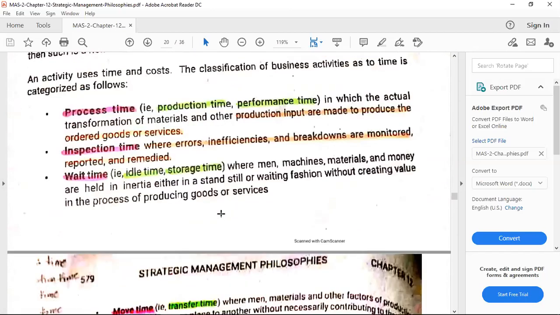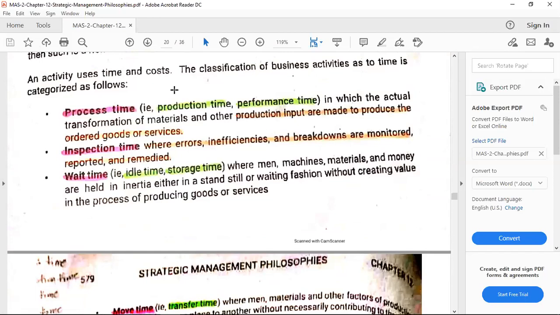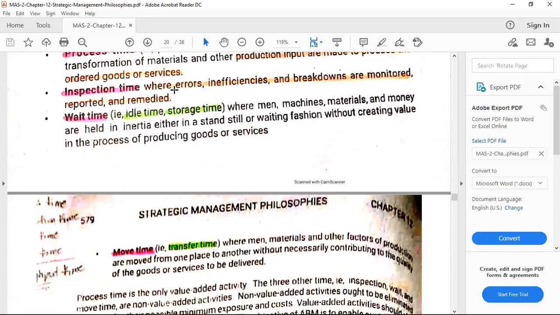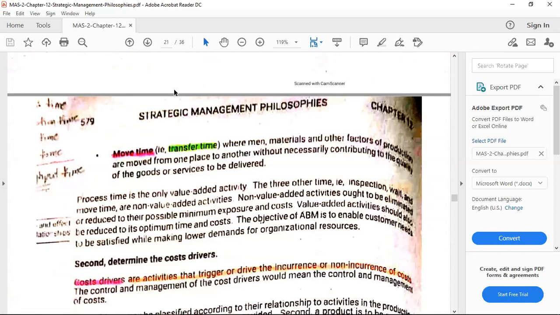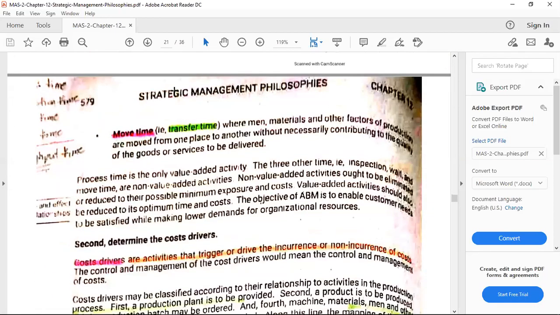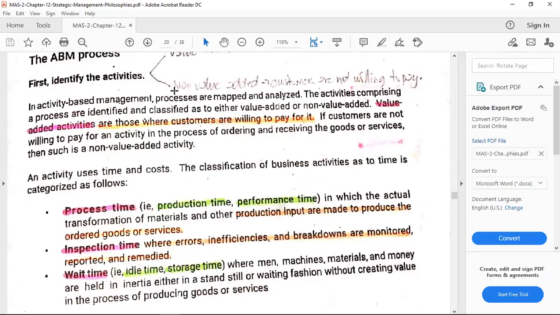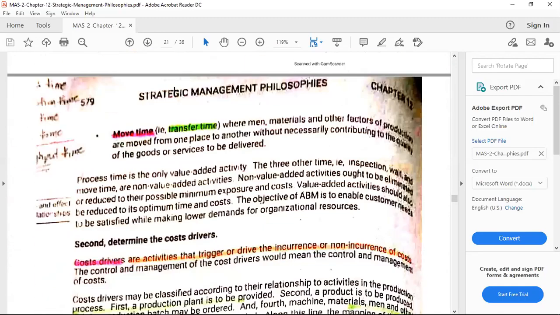In terms of time, though, process, inspection, wait, and move, as said, process is the value added time or value added component. But as we go along the way, we would know that the value added should be there and the non-value added activities should be eliminated or reduced to their possible minimum exposure and cost. So they should be as much as possible reduced to all levels possible and minimized if that is even possible. So identifying the activities that would trigger the cost.